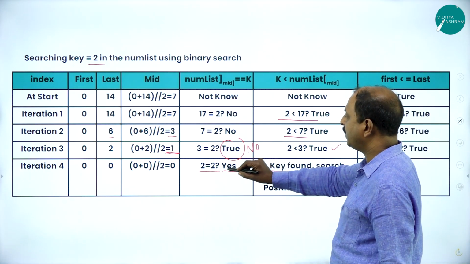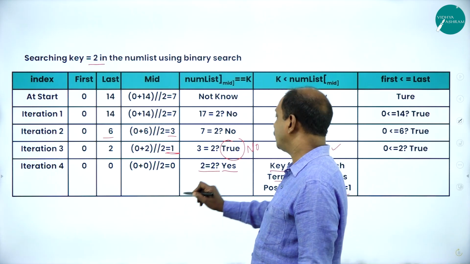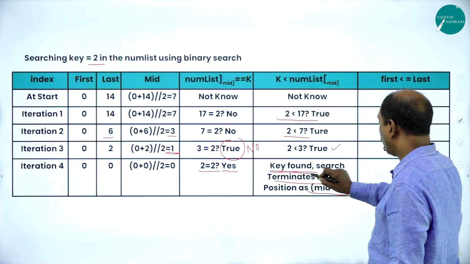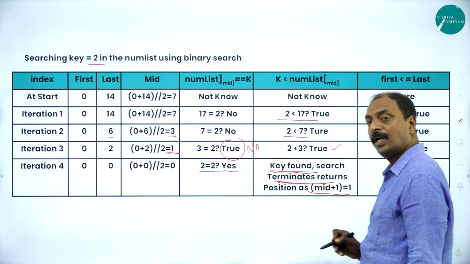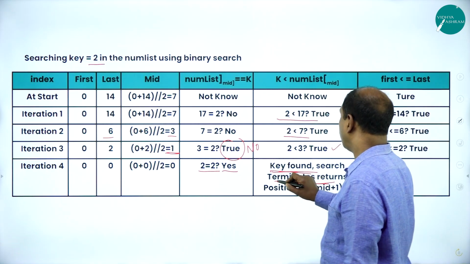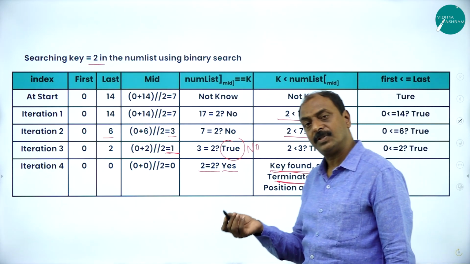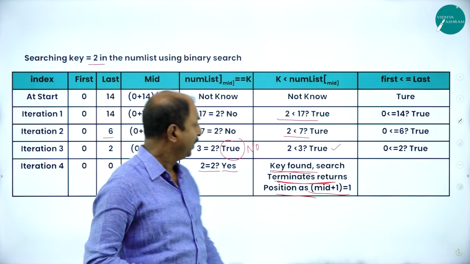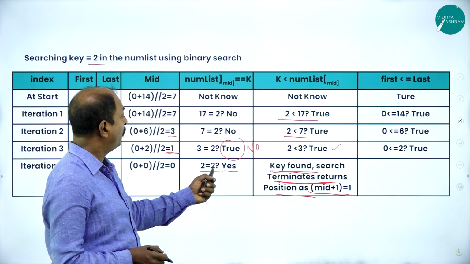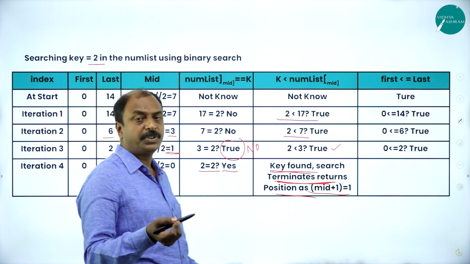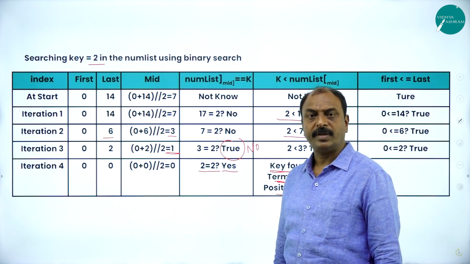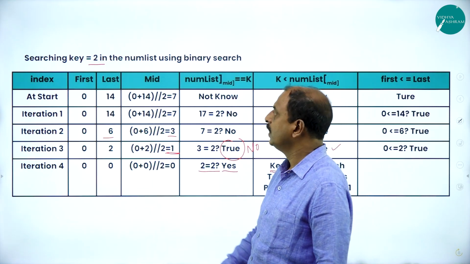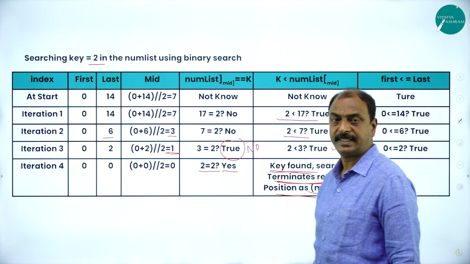Once the key element is matching with the element at the particular index, in this example 2 equal to 2, the key element is found and we have to stop searching further. That means we have to come out of this loop, or it is the end of the program. Then we have to print the message at middle point plus 1. In this example, 2 is found at index 0, so the position is 1. We print the message that the element is present at position 1 because it is at index 0. So this is an example for binary search.